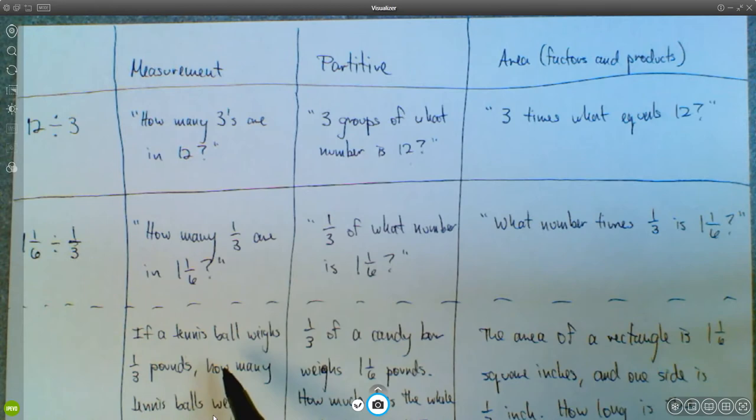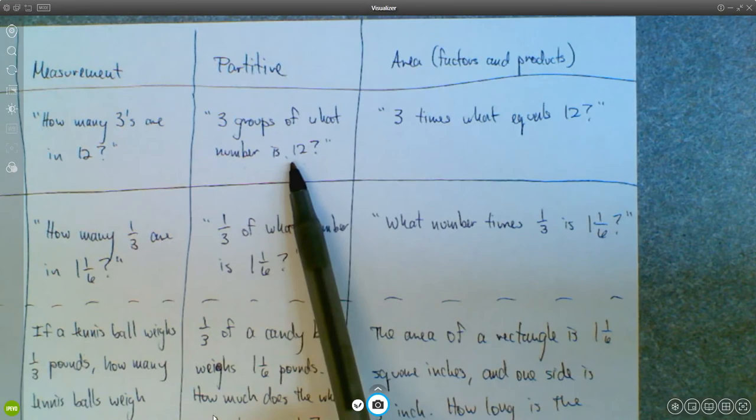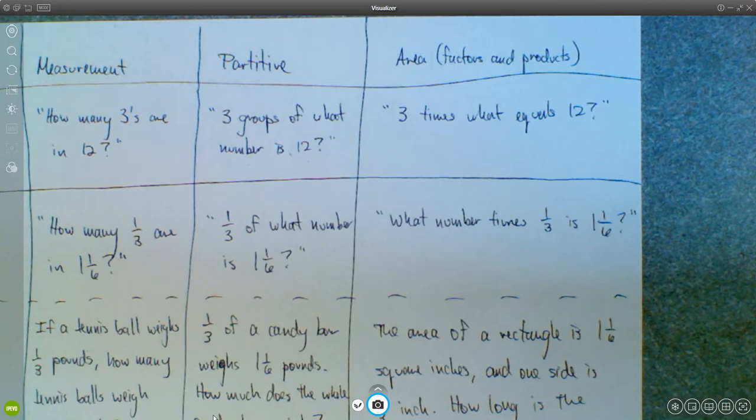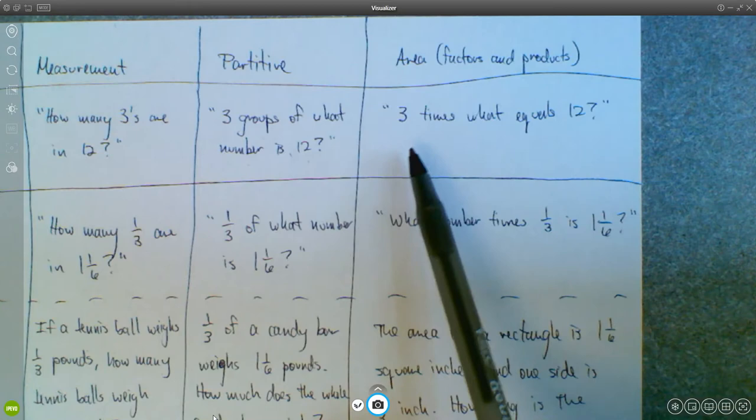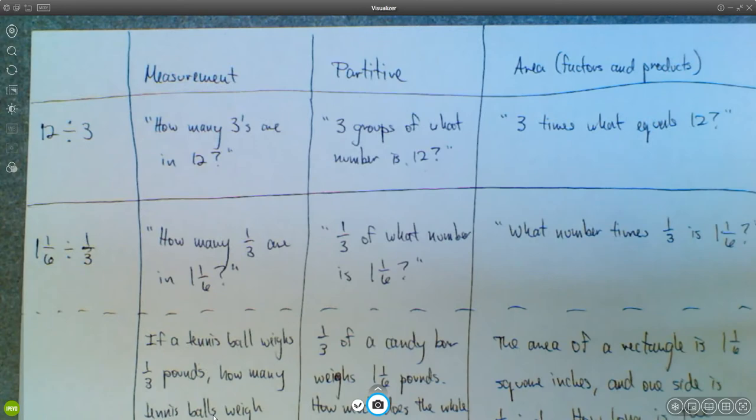And then the area model is very similar to the partitive model. In fact, there's really not much of a difference between the area and the partitive models, except for something that I'll show you here in a second. But the area model is basically asking the same thing. It's saying 3 times what equals 12. Okay, so those are the three types of models that the article mentions.